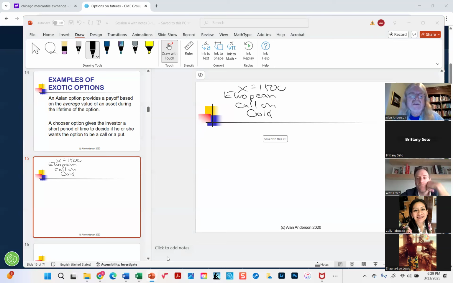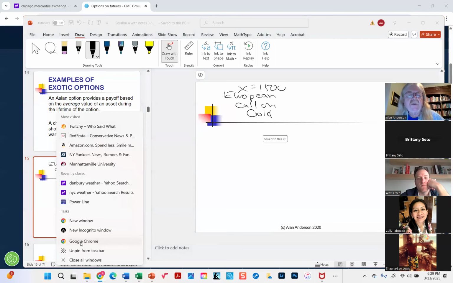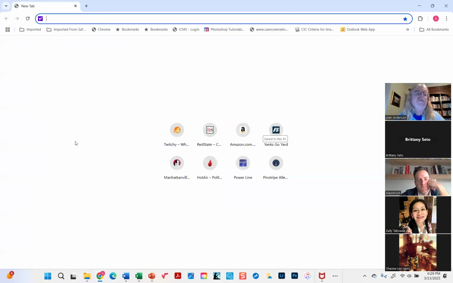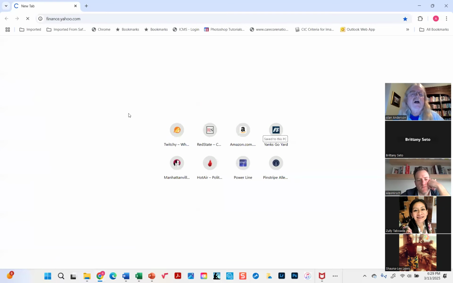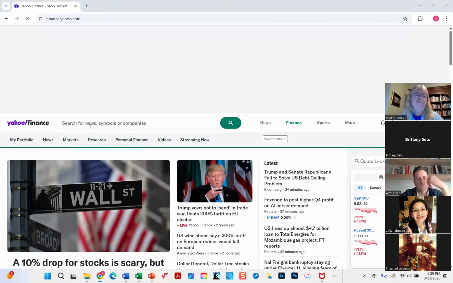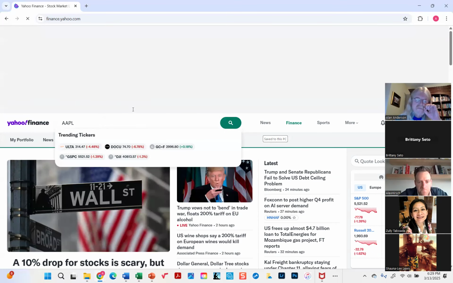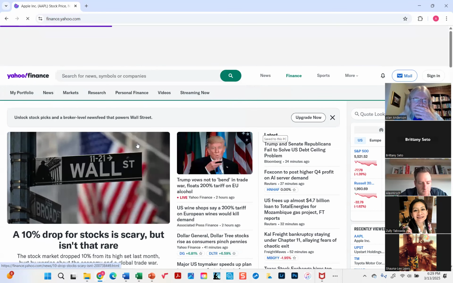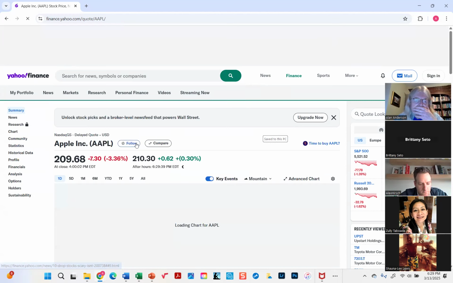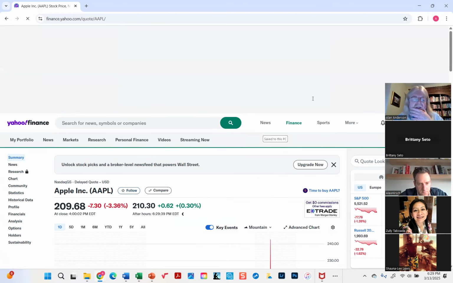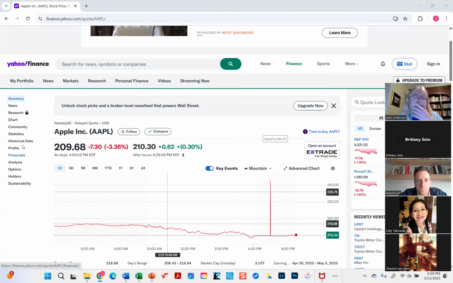Let's say, for example, let's go back to finance.yahoo.com. I take a look at options that are available on, let's say, Apple stock. You'll see that they do have today's option prices. That's as far as it goes. You can't get any more than that without paying for it.